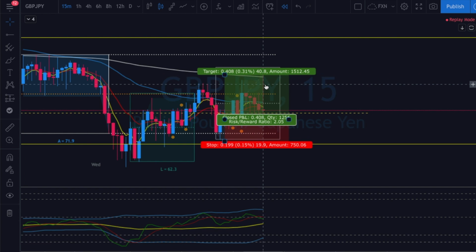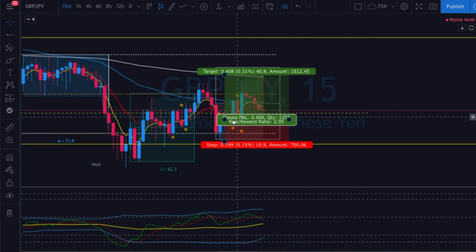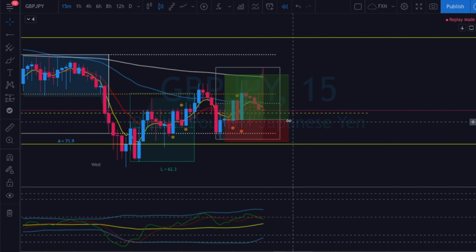So this would have hit take profit. So 40 pips on a 2 to 1 risk to reward ratio, basically like a continuation trade. You would have taken it like a continuation trade. So let's move on to Thursday here.